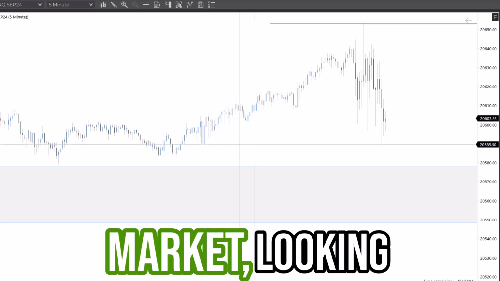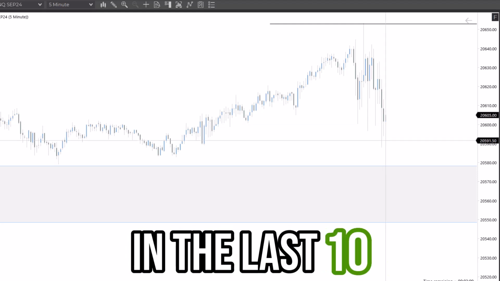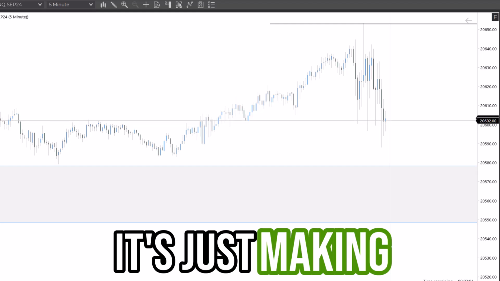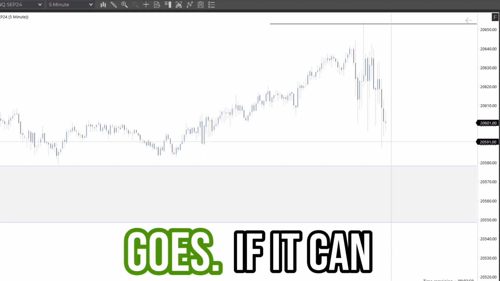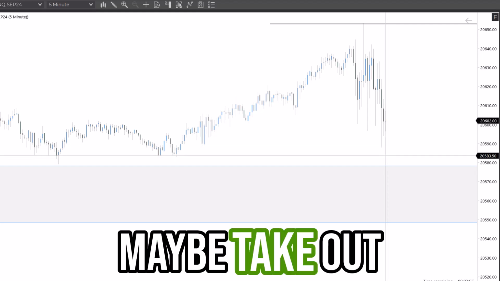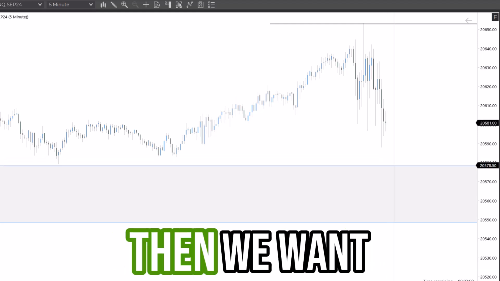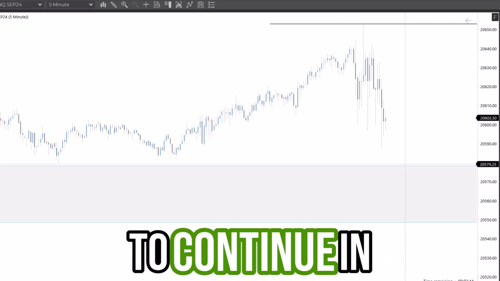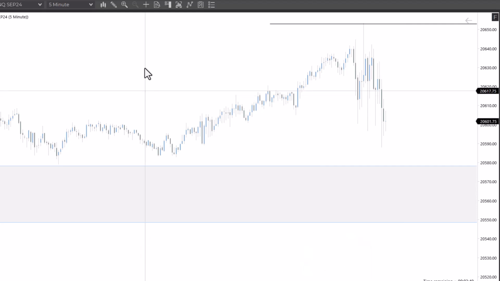So we're just observing the market, looking at what it's doing. Price has come down here in the last 10 minutes or so, come down a little bit further, and it's just making its way a little bit lower here. We want to see how far it goes, if it can maybe take out some of these lows at 2583 and beyond. And then we want to see if price continues in this direction. So we're just continuing to watch.